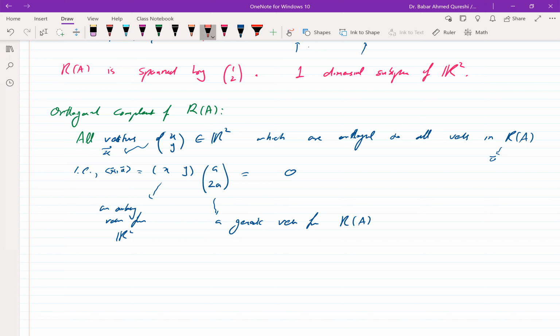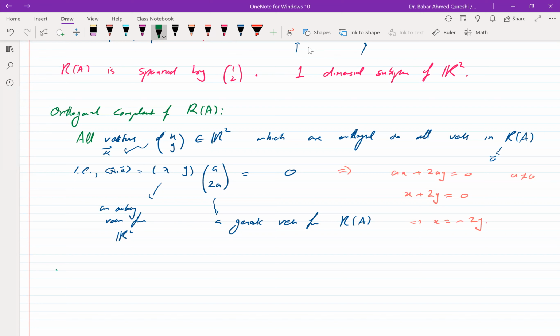So this gives me the condition that aX plus 2aY is 0. Now a is arbitrary, so I must have X plus 2Y equal to 0. a is not equal to 0 because if a is 0, then this vector is just the 0 vector, which is orthogonal to everything. I'm looking for a general vector from this one-dimensional space. So a is arbitrary, so I must have X plus 2Y equal to 0. So that means X is equal to minus 2Y.